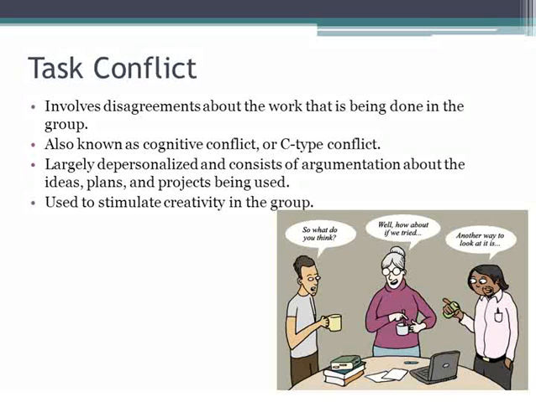Task conflict involves disagreements about the work that is being done in the group. It is also known as cognitive conflict or C-type conflict. It is largely depersonalized and consists of argumentation about the ideas, plans, and projects being used. Task conflict can be used to stimulate creativity in the group.